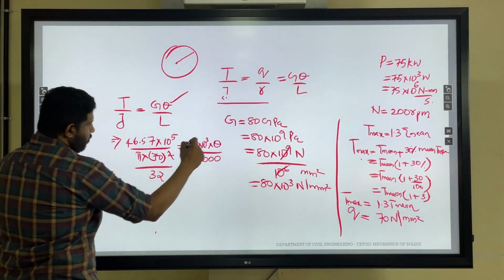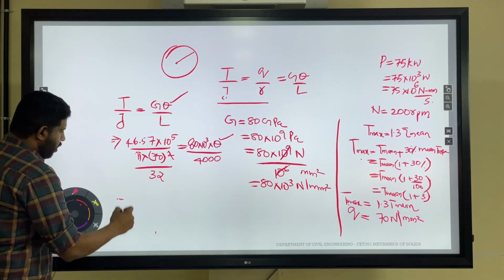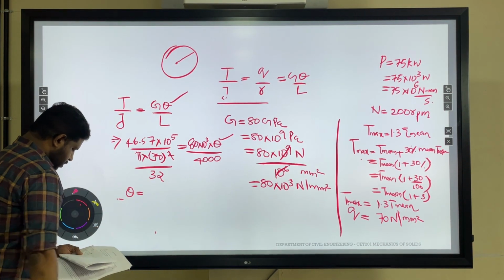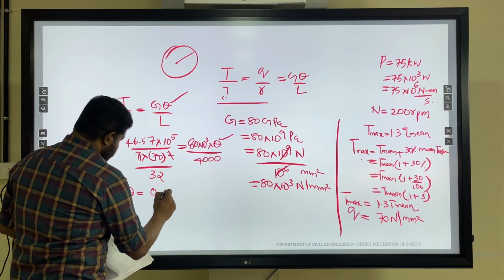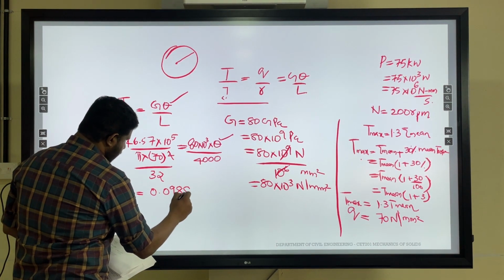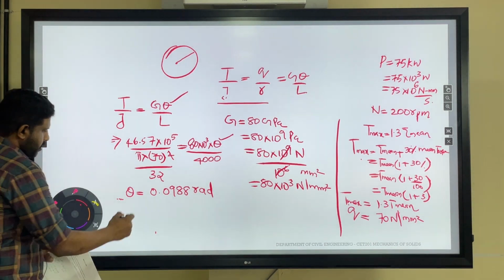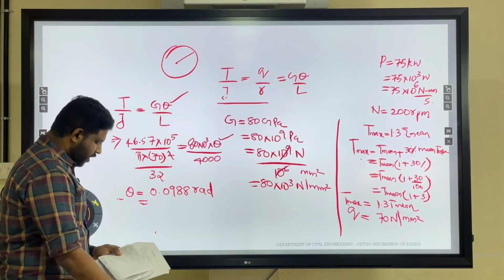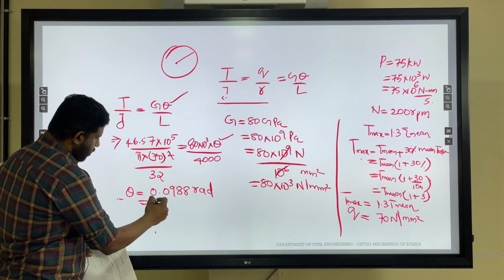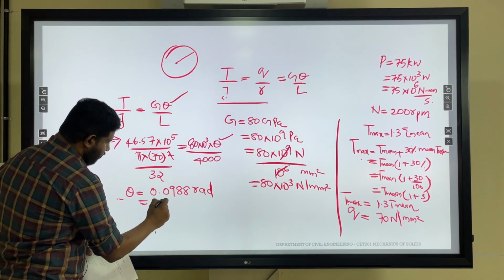On solving, we will be getting the value for theta. And the theta is 0.0988 radian. Okay. For converting this value to degrees, multiply it with 180 by pi, you will be getting the value in degrees as 5.65.